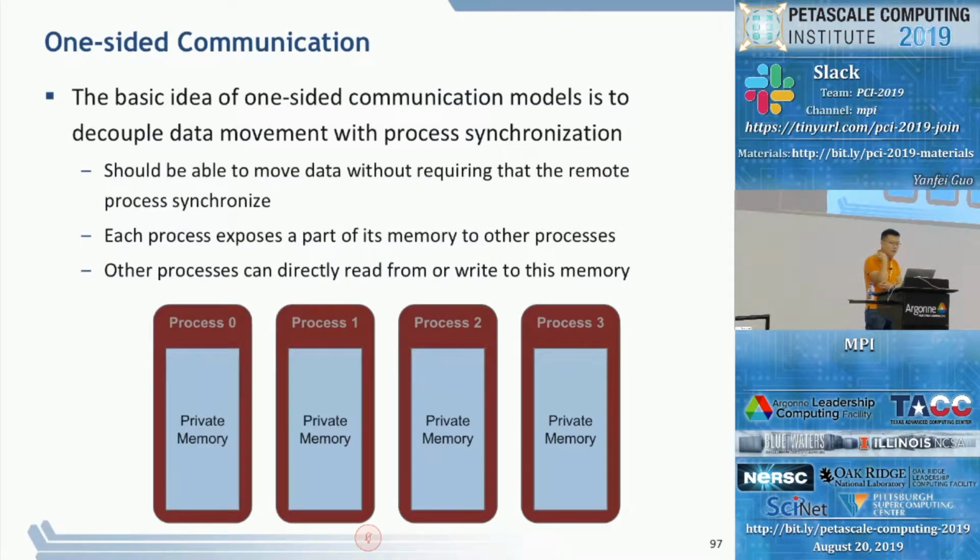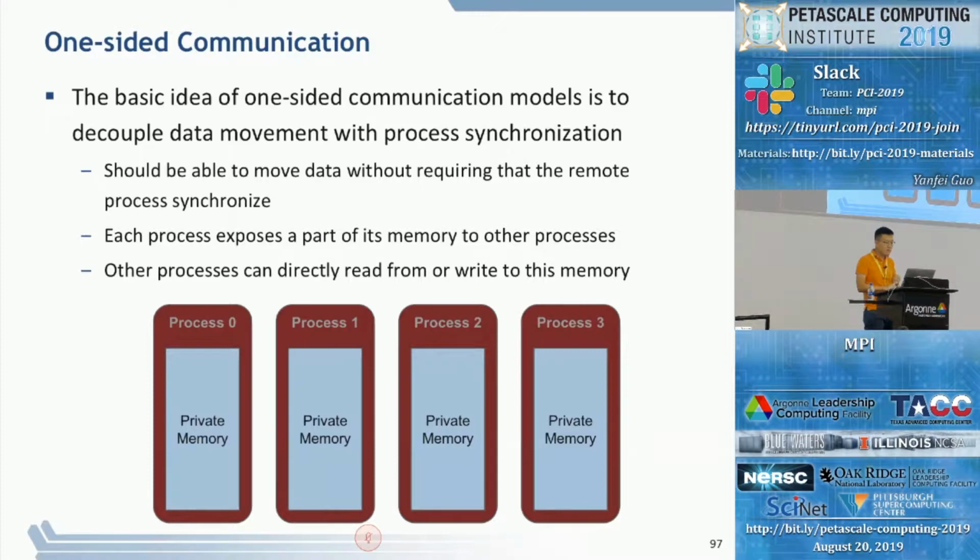Okay, so the core idea of one-sided communication is to decouple the data movement from process synchronization. The goal is to allow you to do a lot of data transfer and only synchronize the processes once.